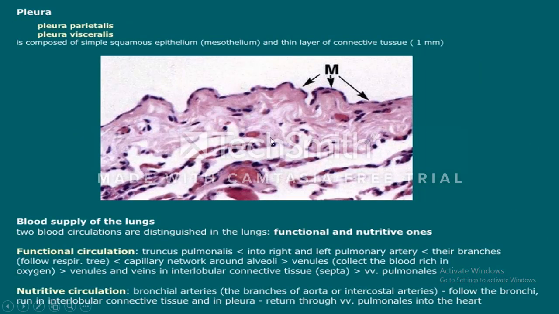This is a light microscope of pleura. Pleura consists of visceral and parietal layers. Between visceral and parietal are loose areolar connective tissue, interstitial fluid, and capillary.